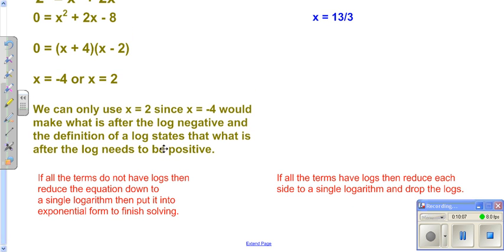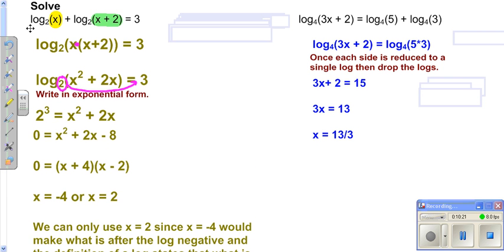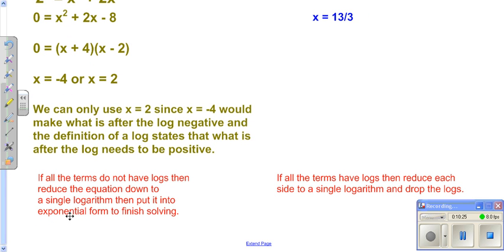So if you have logs in all your terms, reduce each side to a single logarithm and then drop your logs. If not all the terms had logs, like the first one we did on this slide here, this one over here, we didn't have a log with a 3, reduce the whole equation down to a single logarithm and then put it in the exponential form.